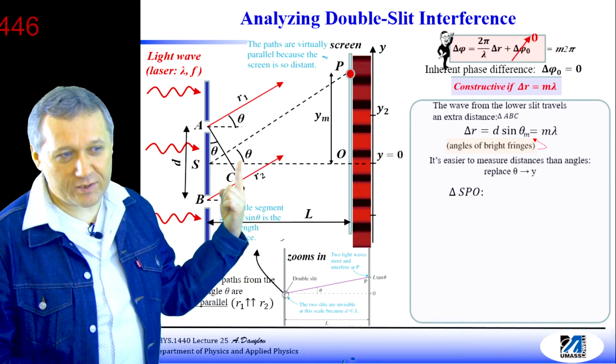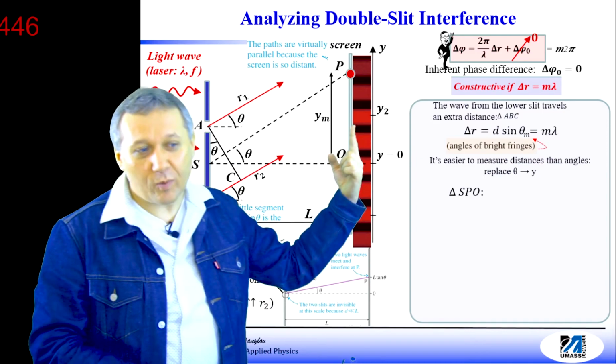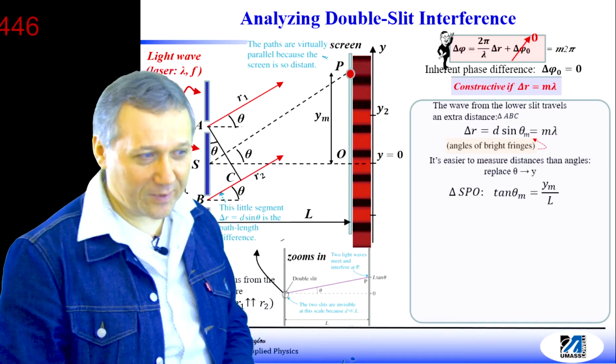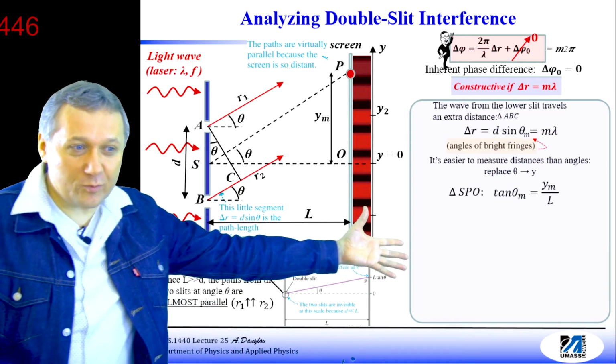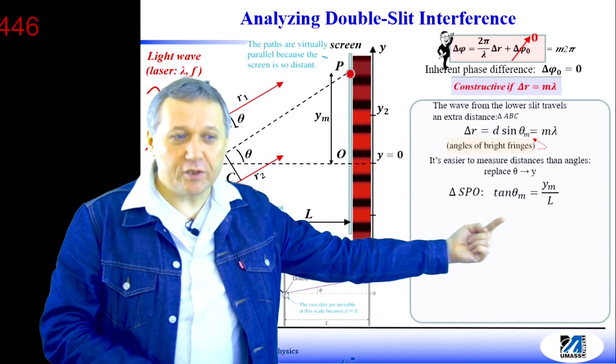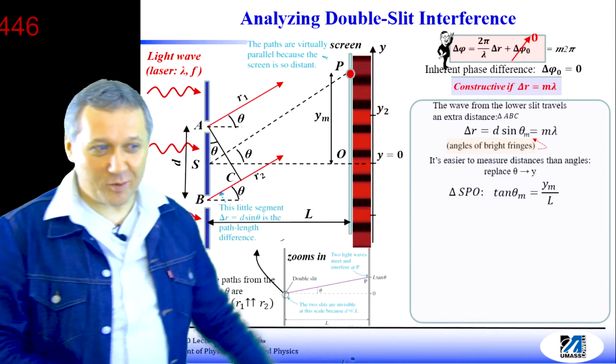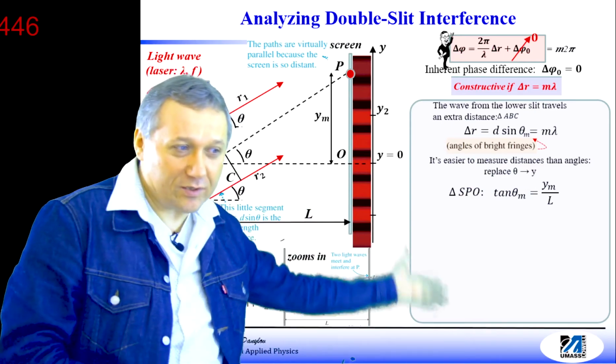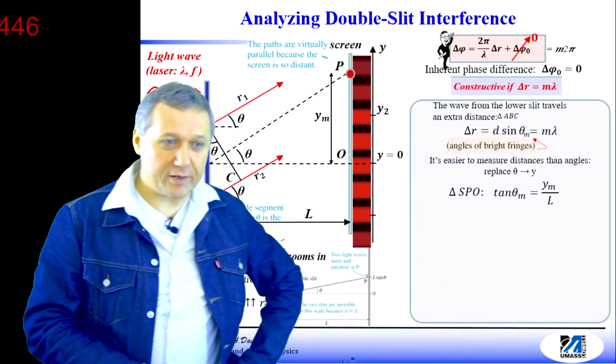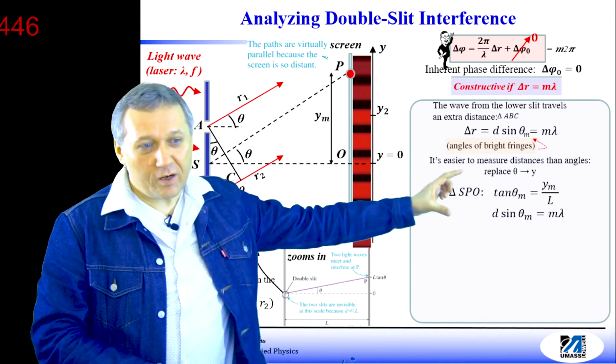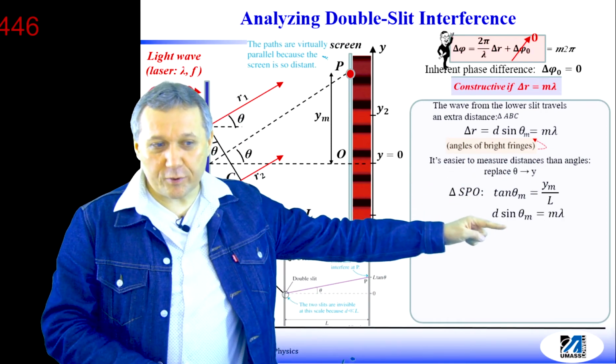So tangent theta equals ym divided by L, right? That's the equation which can be used to make a transition from measuring angles to measuring distances along the screen. As simple as that. You see, just a simple property of a right triangle. So now we can use the first condition, right?